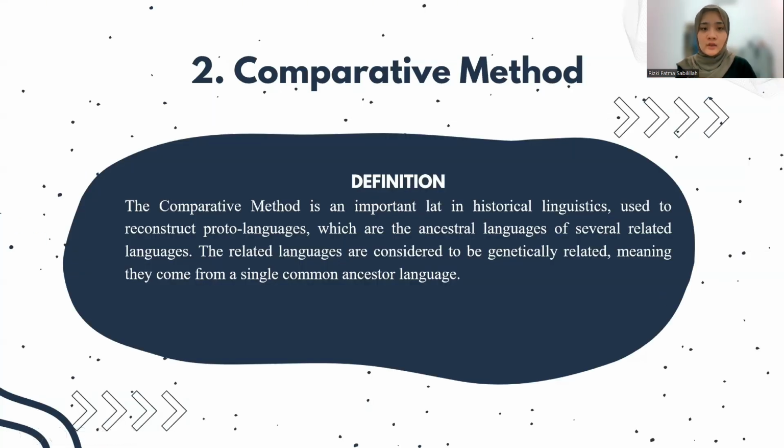Next is the comparative method. The comparative method is an important method in historical linguistics used to reconstruct proto-languages, which are the ancestral languages of related languages. The related languages are considered to be genetically related, meaning they come from a single common ancestral language.